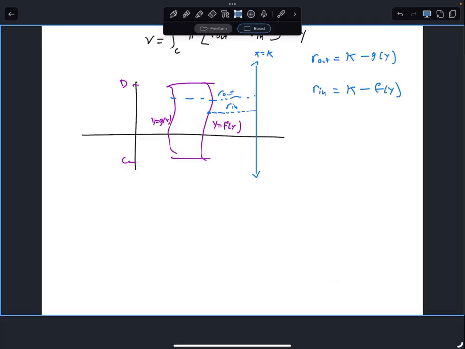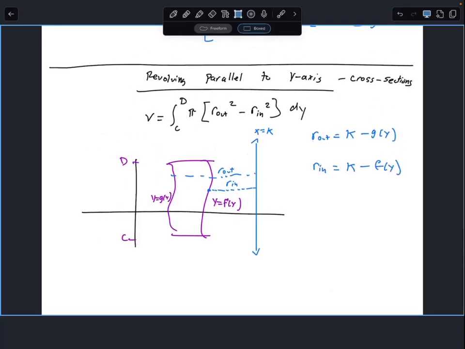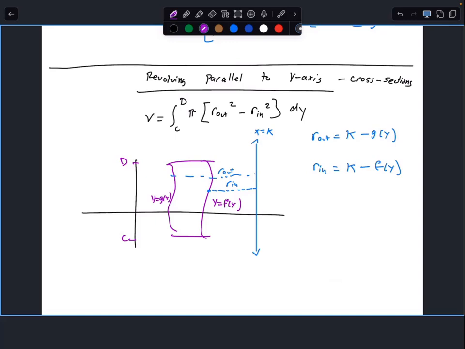So my point is, if you draw it from your axis of revolution, then you're fine. And then all you have to do is replace these r inners and r outers with what they are, and then you do the calculus. You integrate.